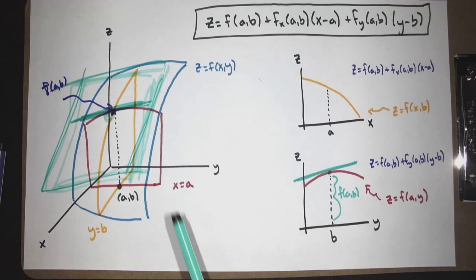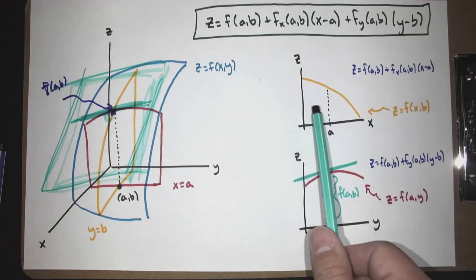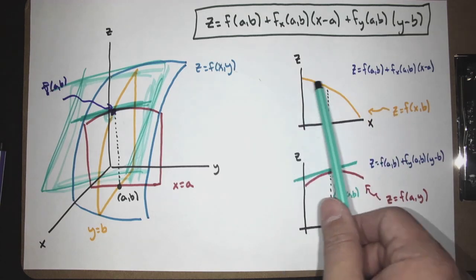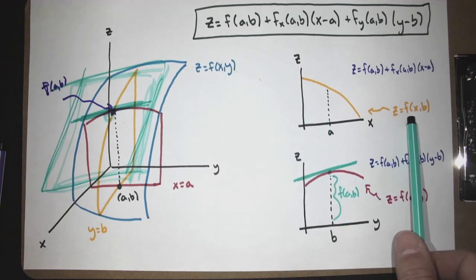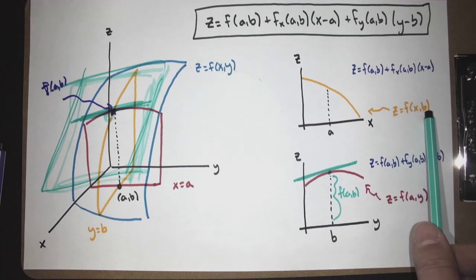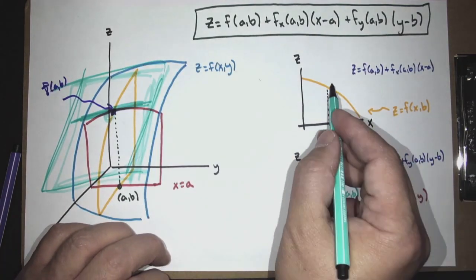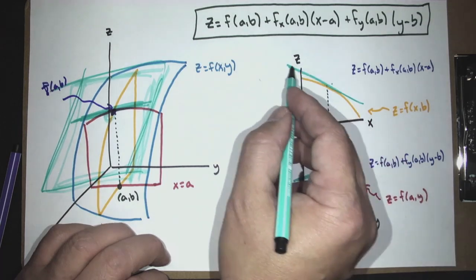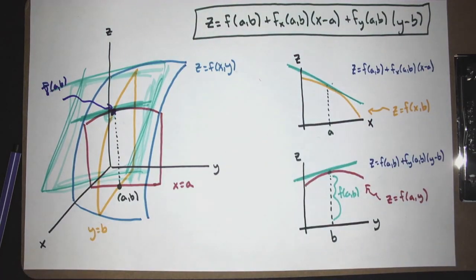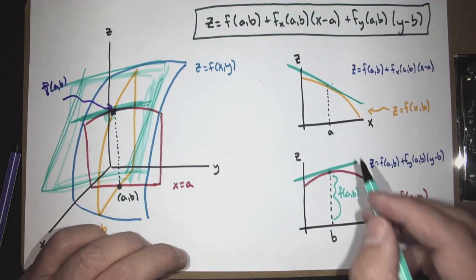But we could also look at this yellow slice here. Say, okay, well, that yellow slice, that's y equals b. And then we have this curve. And now it's a curve as a function of x. It's a function f of x comma b. You say, all right, well, what happens if you slice the tangent plane? Well, you get a line. And it'll be the tangent line.